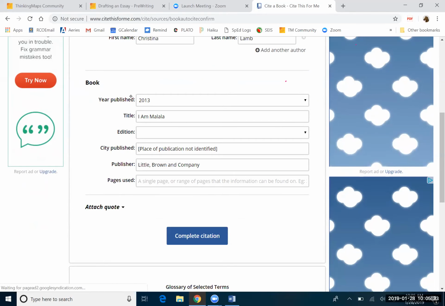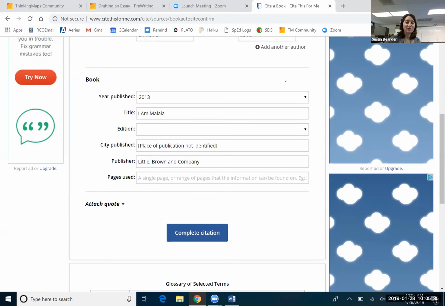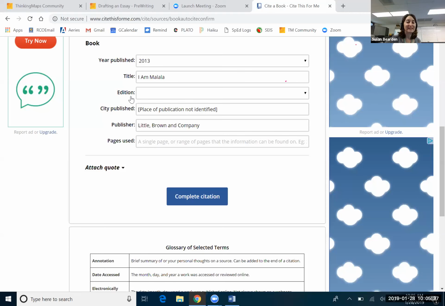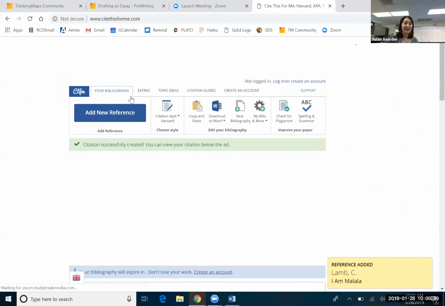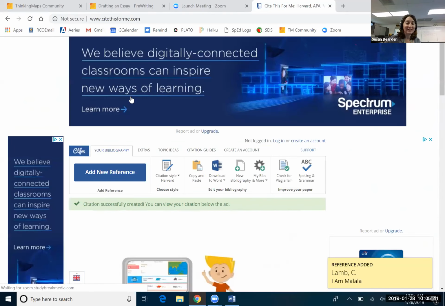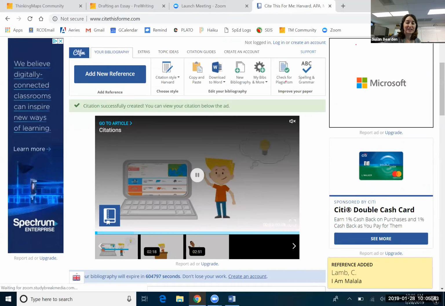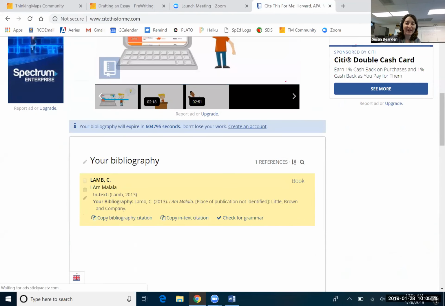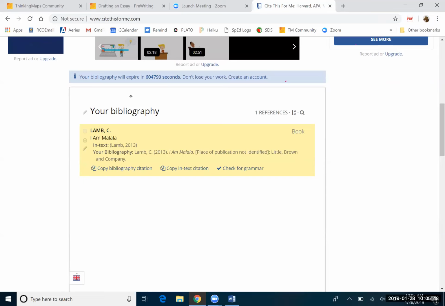And you can see it's giving me the information. If I scroll down, it'll say complete citation. When I click that, it's going to give me the actual citation. I have to scroll below the ad. Okay. Aha. So here we have the actual citation that we need to use.